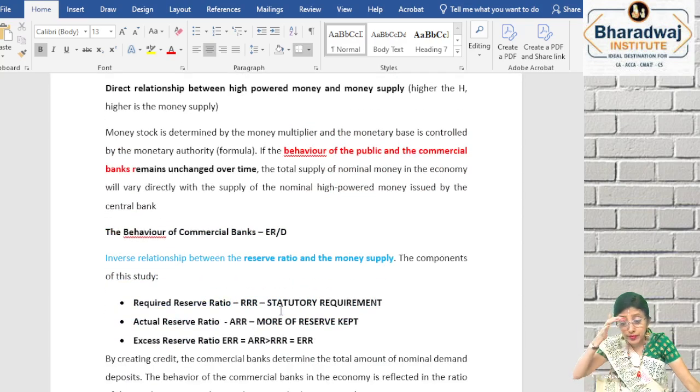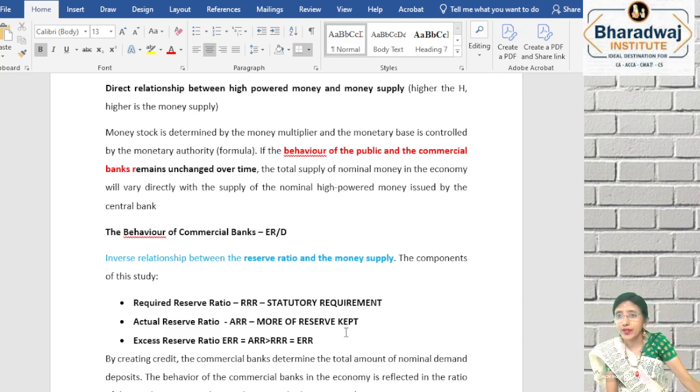Okay. And there we studied required reserve ratio. This is what is statutorily required to be kept by the commercial bank, by the RBI. But actual reserve ratio, sometimes they keep more than that. So the difference between the required and the actual will be your excess reserve ratio. When actual reserve ratio is greater than RRR, you get ERR.